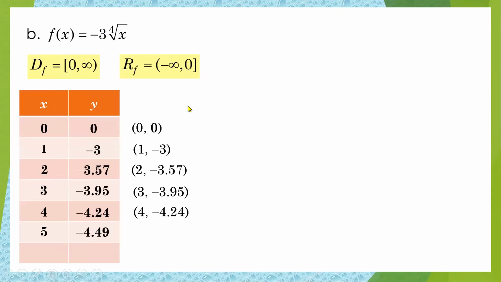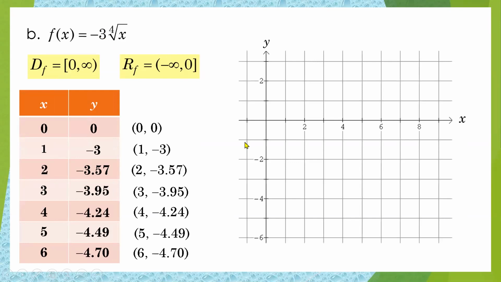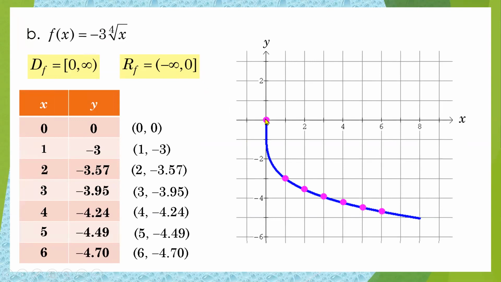Then compute using your calculator. Plot all these points. And then just trace smoothly. That's it. It is below the origin. Okay?